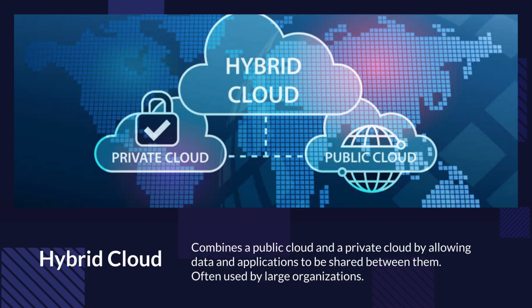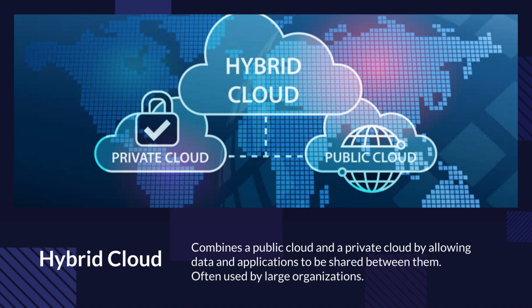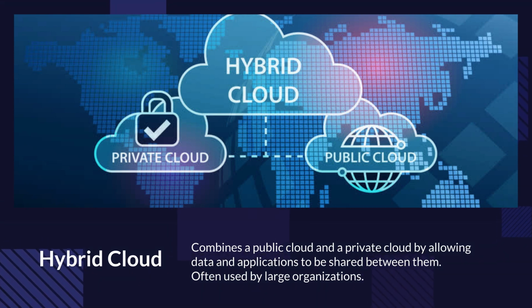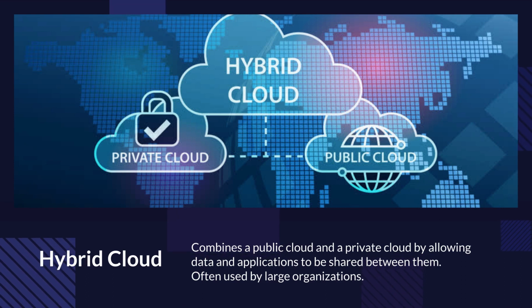Now, a hybrid cloud is a compute environment that, as you might expect, combines both public and private clouds. And it does this by allowing data and applications to be shared between those two types of clouds. Large organizations will typically leverage hybrid cloud. Now, let's talk a little bit about the differences, or really the use cases, for each of the cloud models.